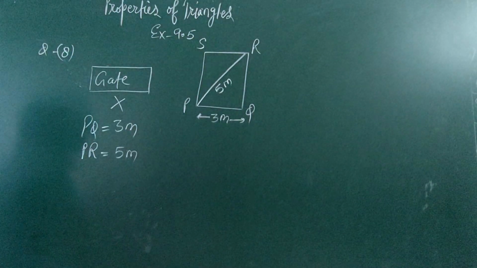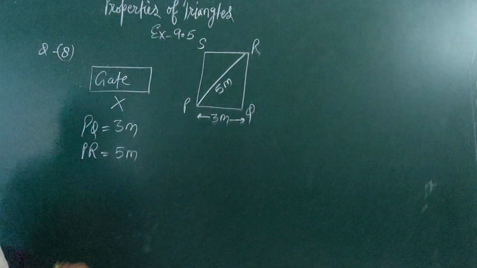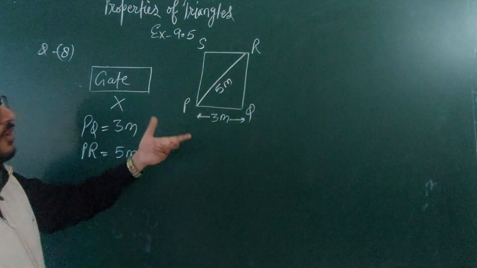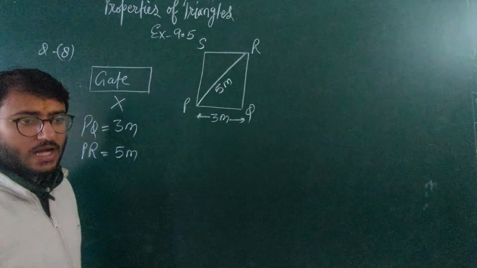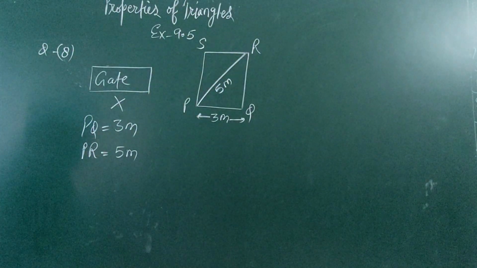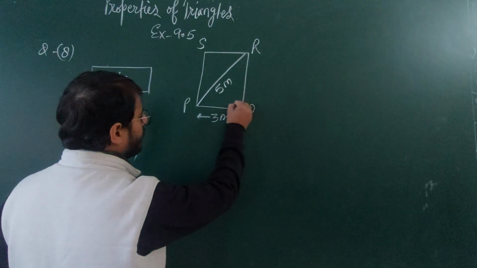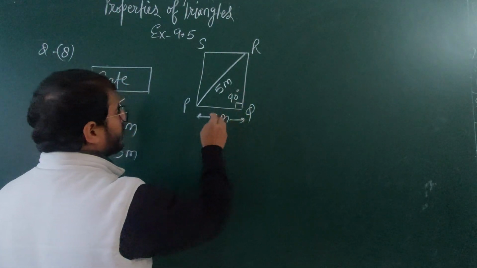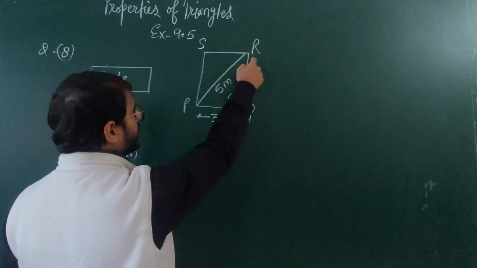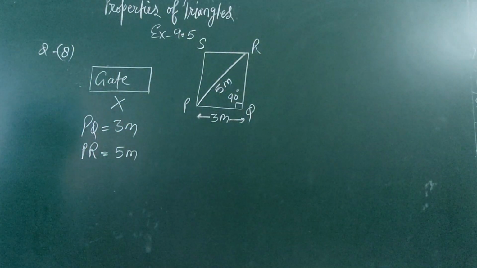How high is the gate? The height we have to calculate. Height means PS, or we can say QR. Again, it is a rectangle, so all angles will be equal to 90 degrees. Therefore, triangle PQR will be a right angle triangle.